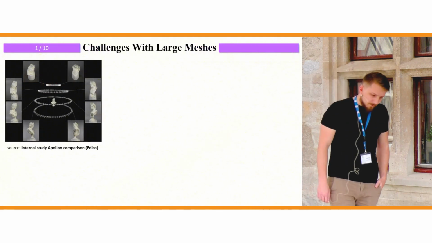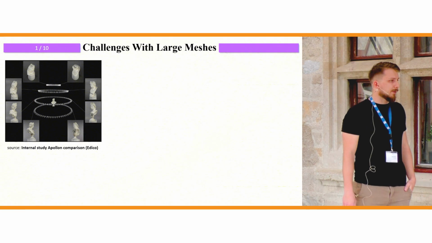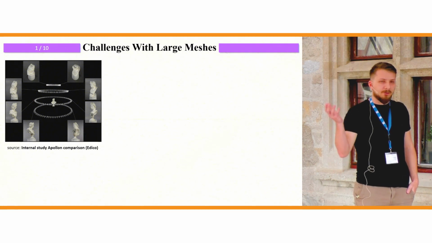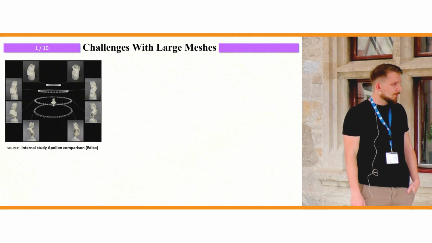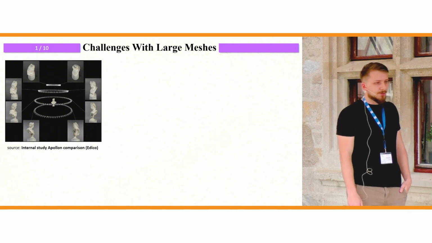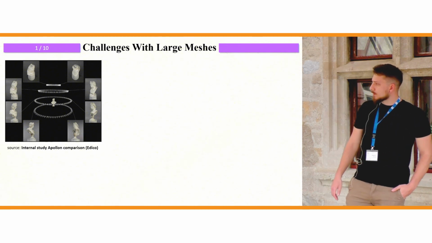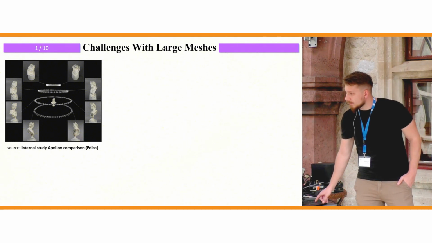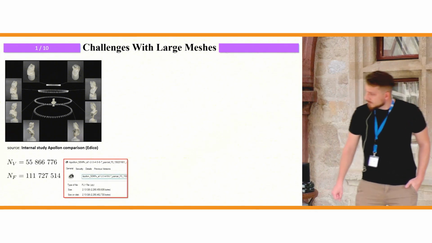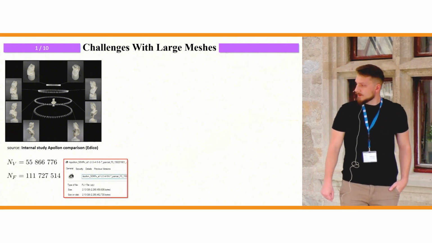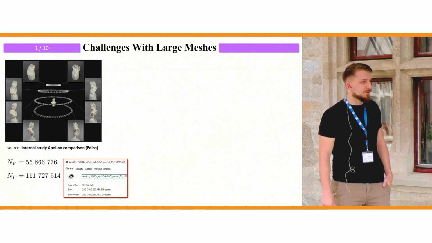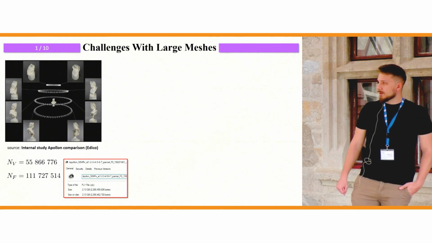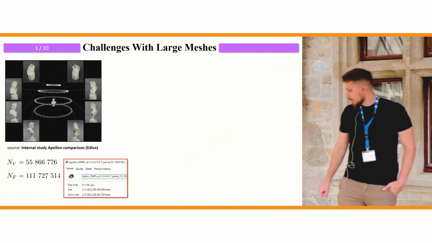The practical applications of this data are generally in the area of 3D scanning, where you have very large meshes. This one is a very recent example, an internal study of the bust of Apollo. This is the file size, and as you can see, it has 55 million vertices. So it's pretty large. I tried it in Blender, I tried it in MeshLab, it doesn't work.